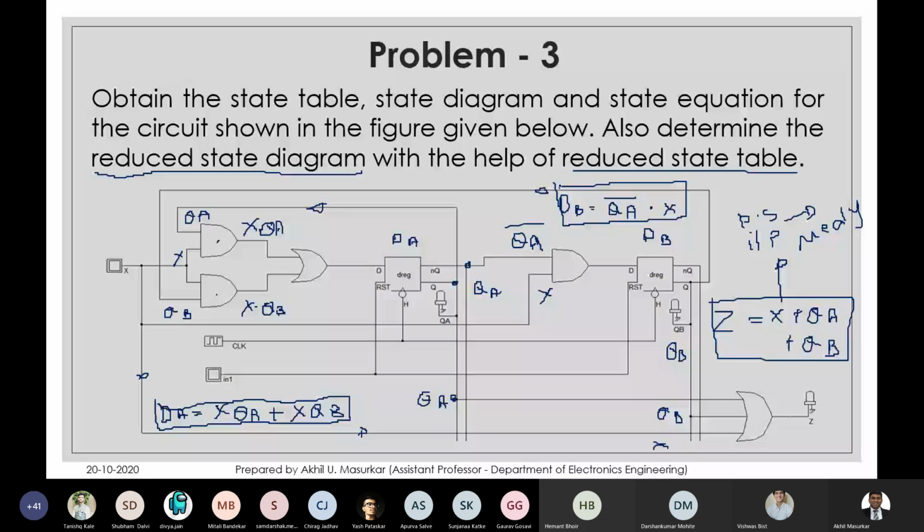So please copy the diagram. Once you copy the diagram, just write done in the chat box. Now don't get confused with this input. This is actually reset. You can see that that button is going to the reset terminals of both the flip-flops, and this clock is going to the clock of both the flip-flops.